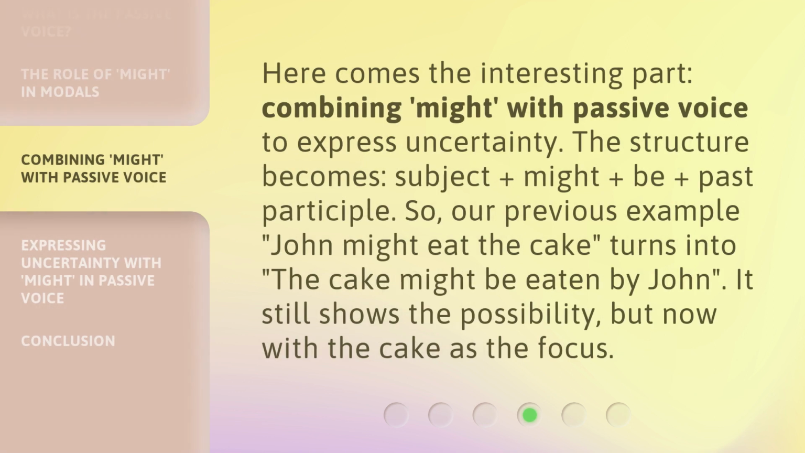Here comes the interesting part: combining might with passive voice to express uncertainty. The structure becomes subject plus might plus be plus past participle. So, our previous example, "John might eat the cake," turns into "The cake might be eaten by John." It still shows the possibility, but now with the cake as the focus.